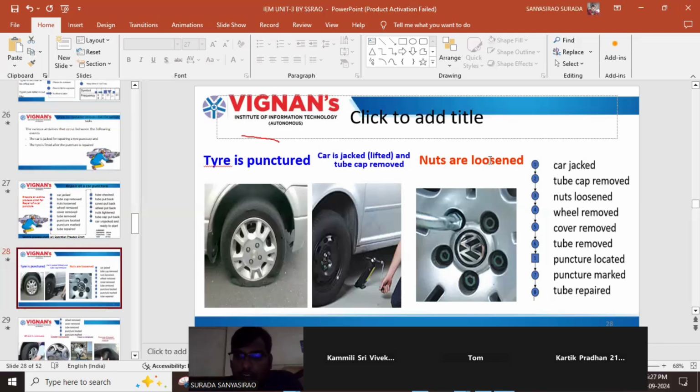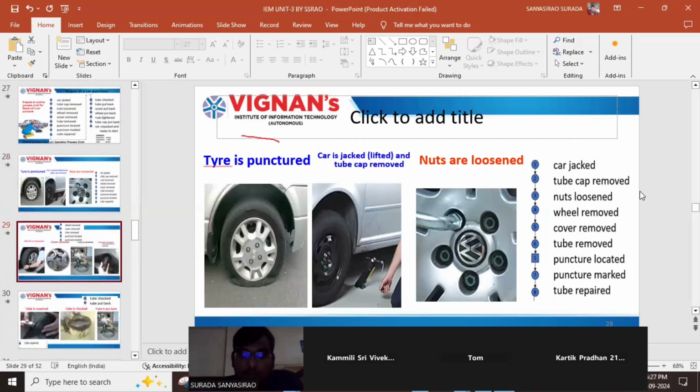The next one is the nuts are loosened. You have to remove the cap, and you have to loosen the nuts. So there's nuts loosened. That is also one more operation, number three. Then let us see the next operation.